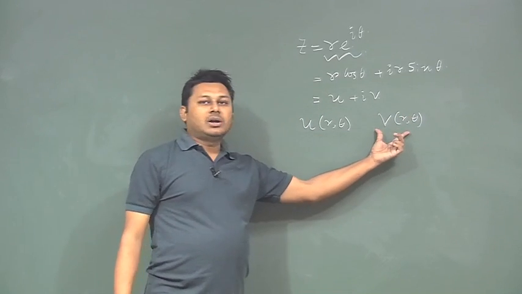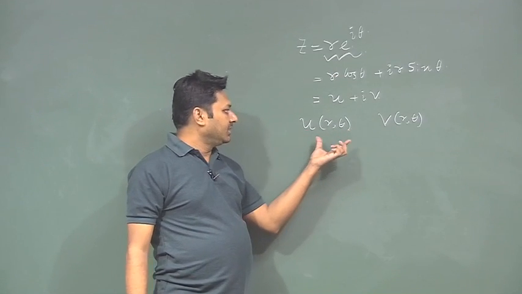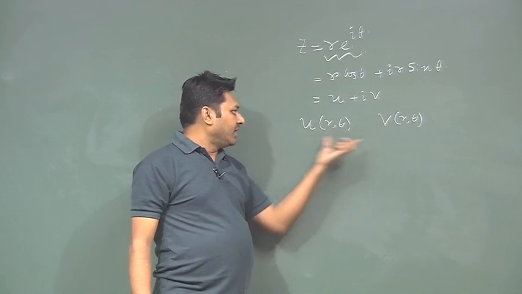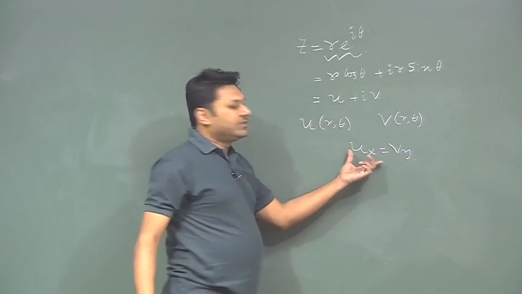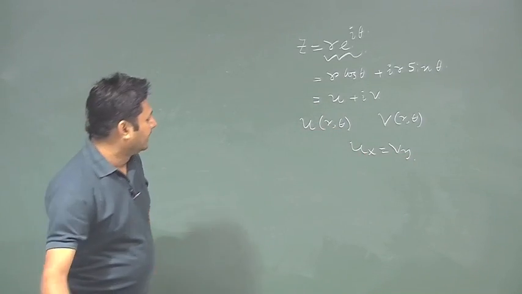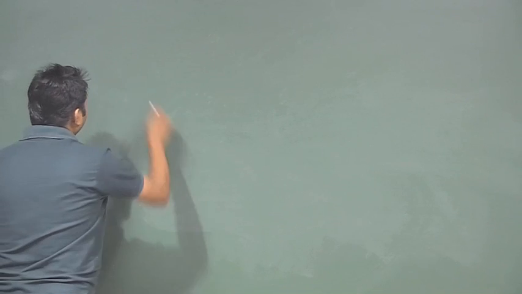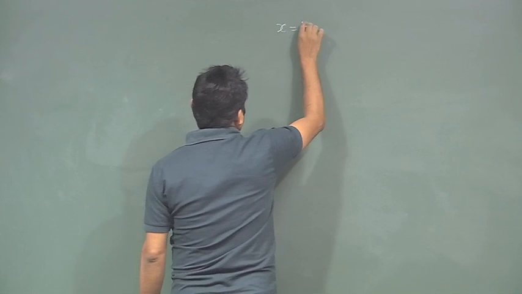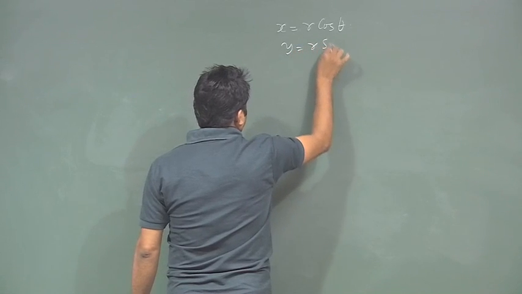Since u and v are now functions of r and theta, it is important to know the relationship between r and theta in polar form. ux equals vy is the Cartesian form of the CR equation, but I need to find out the polar form. So let us do it with this. x is r cos theta and y is r sin theta.